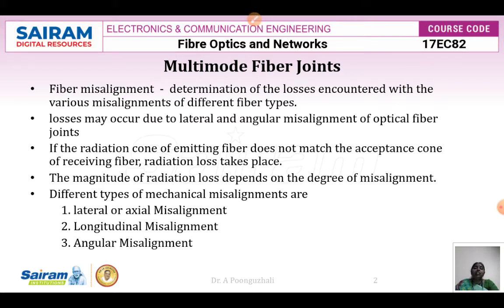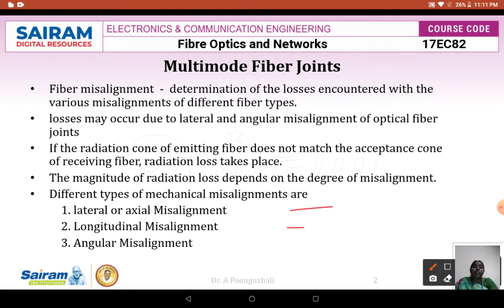So here in this case, you have one fiber. This is your fiber here, and this is another fiber. When this fiber radiates, this is called the radiation cone. The radiation cone of your emitting fiber should match with the acceptance cone of the receiving fiber. If this doesn't match, there is a loss that occurs here. That loss is called the radiation loss.